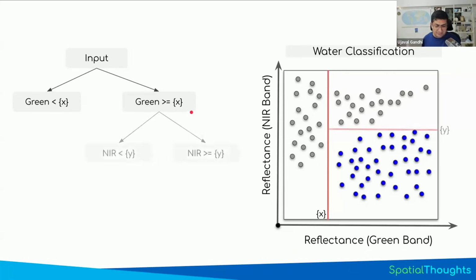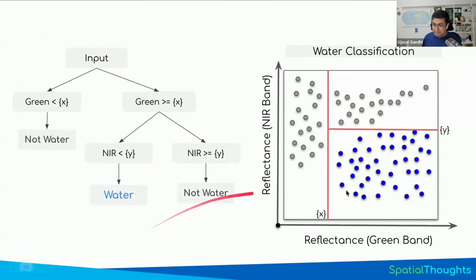If it's greater than x, check the NIR value. If it's less than y, do something. Greater than y, do something. It'll keep doing this for all the parameters and it'll build this flowchart. At the end, you'll assign a label to it and say, now if the input had green value greater than x and NIR value greater than y, it's likely not water. This flowchart would be generated automatically based on the training data you gave, and this becomes your model.